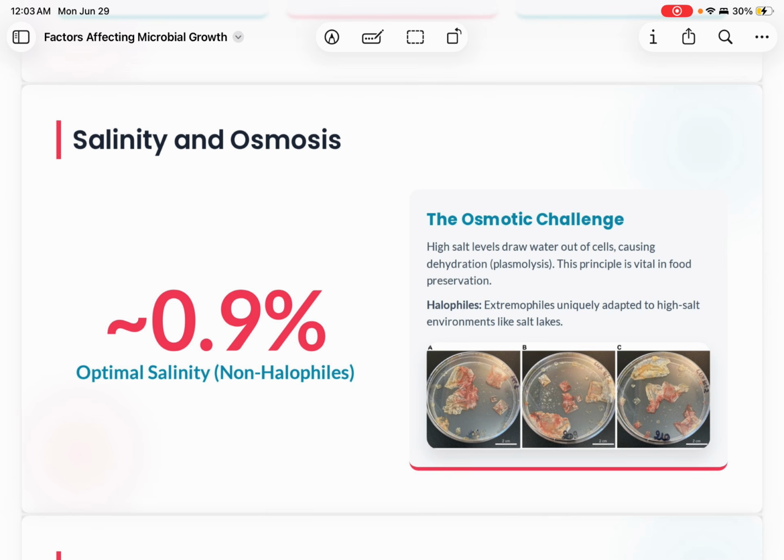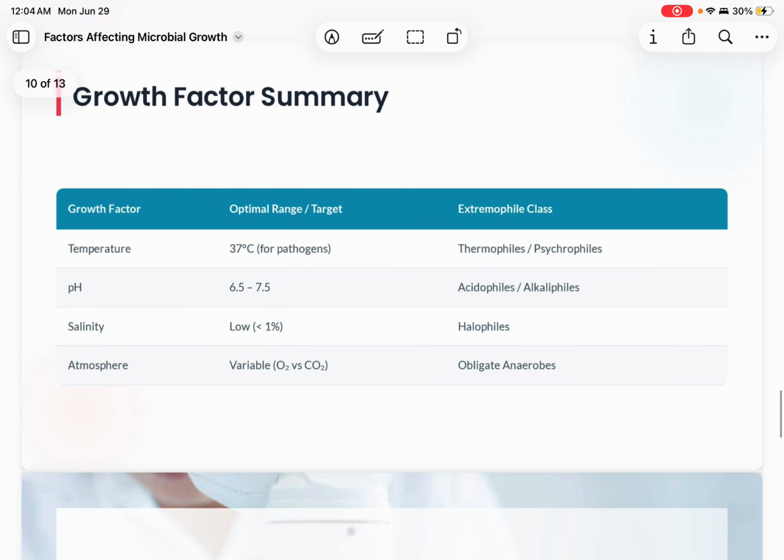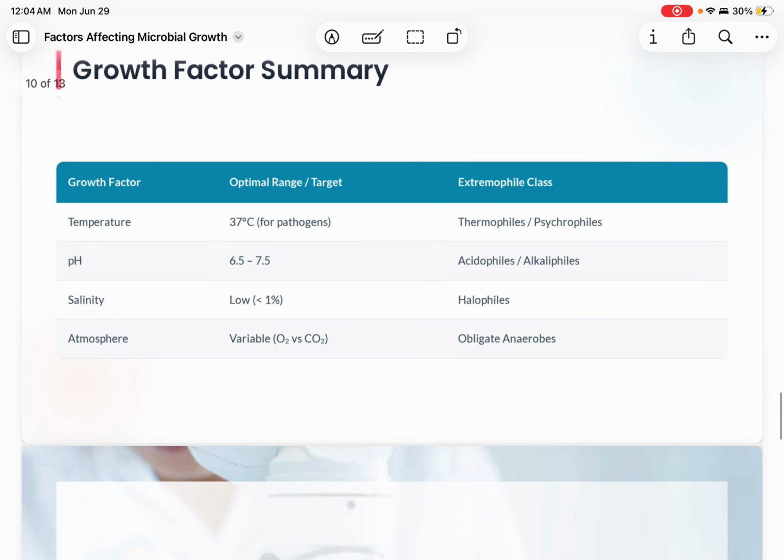Just optimal salinity with 0.9% for non-halophiles. And then we have a picture of osmotic challenge. High levels of salt draw water out of cells, causing dehydration, plasmolysis. This principle is vital in food preservation. So this is an example of plasmolysis.